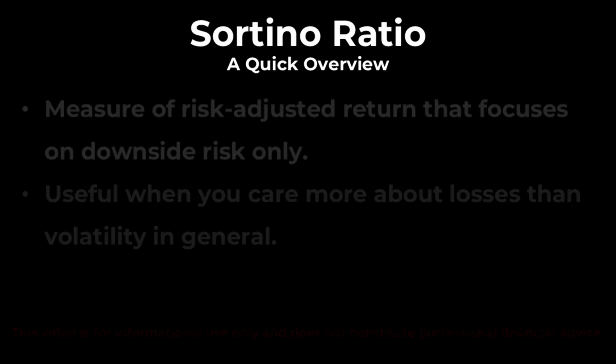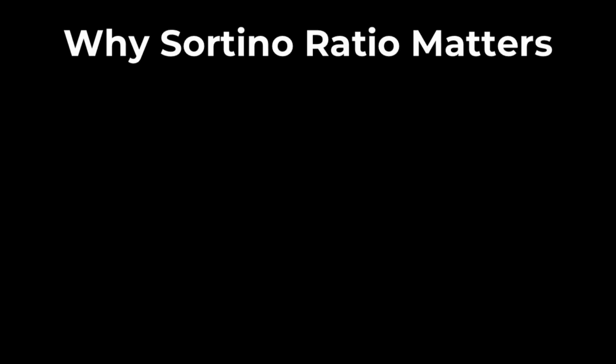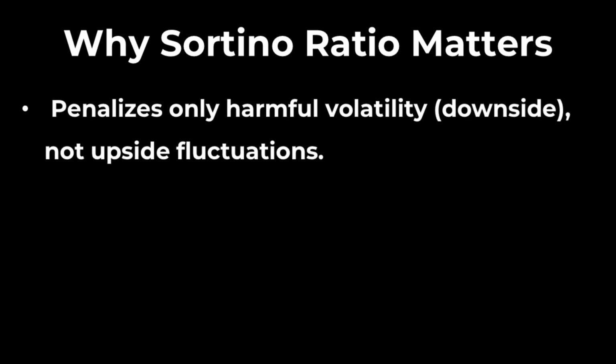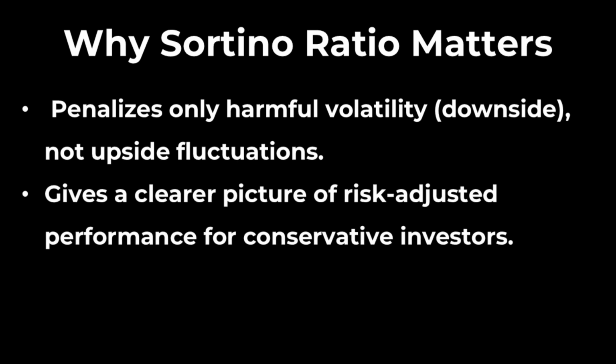Let's jump in. The Sharpe ratio treats all volatility as risk, even the good kind. But investors care more about losses than sudden gains. The Sortino ratio fixes this. It only penalizes the negative swings, not the positive ones. That makes it far more relevant for cautious or long-term investors.